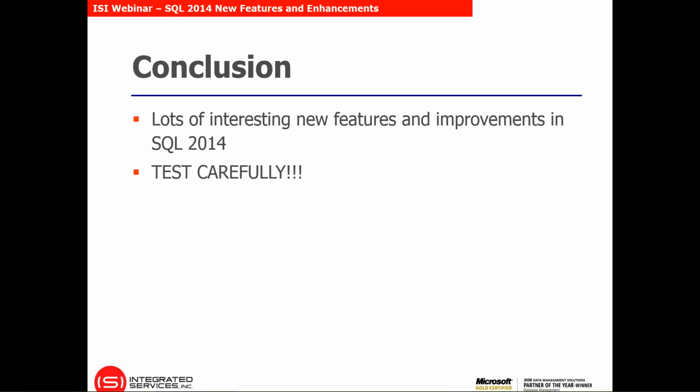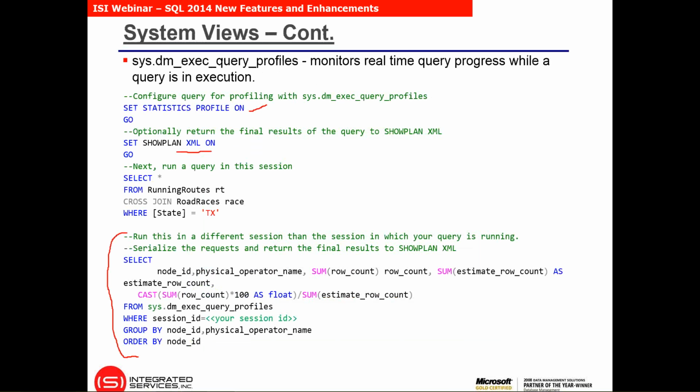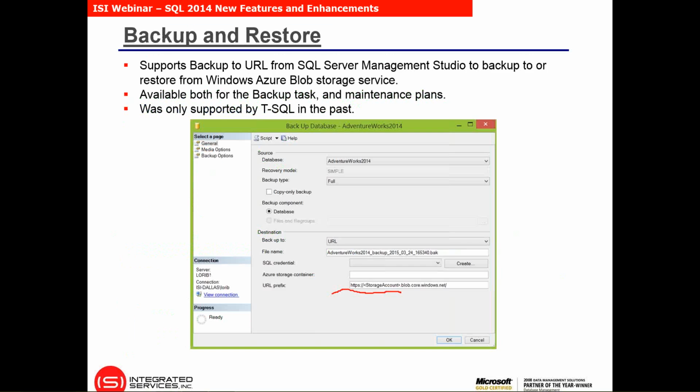Is the last feature, the DMF, Enterprise only? I'm going to back up and go see which one that was. Query plan running. No, I don't think so. The exec query profiles, I don't think that's Enterprise only. I would have notated that in my notes.